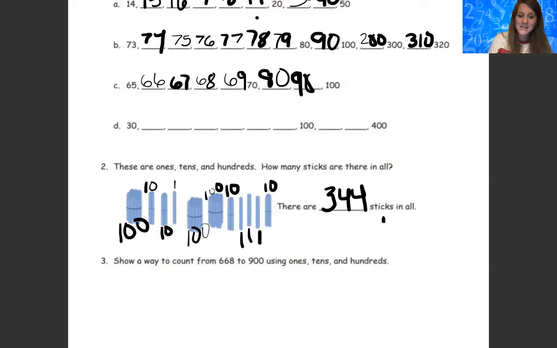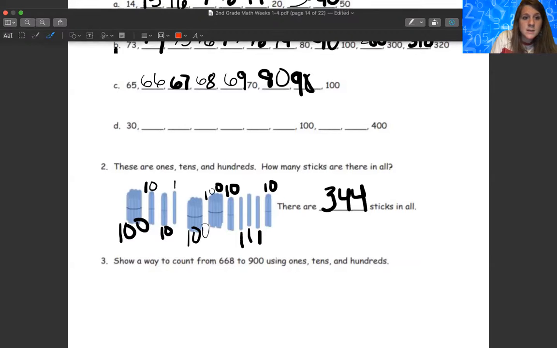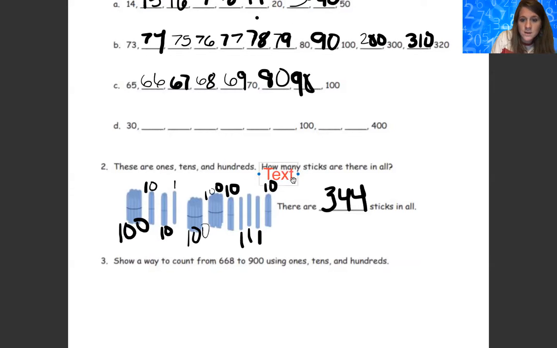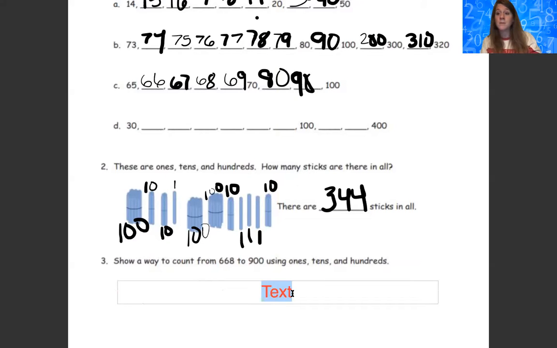Good job, guys. All right, question 3 says, show a way to count from 668 to 900 using ones, tens, and hundreds. This is what we did above, but now we're going to do it all by ourselves down here. I'm going to switch to my typing because I think it will be easier for me to write for you guys. Okay, let me make this a little bit bigger. Ready? I'm going to type the numbers and you guys are going to write them with me. So we're going to start out by counting by ones.